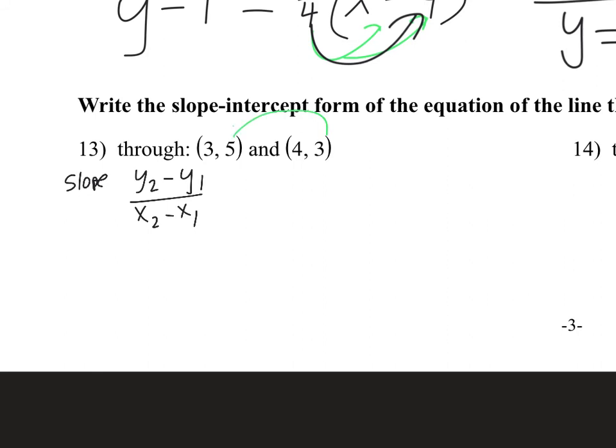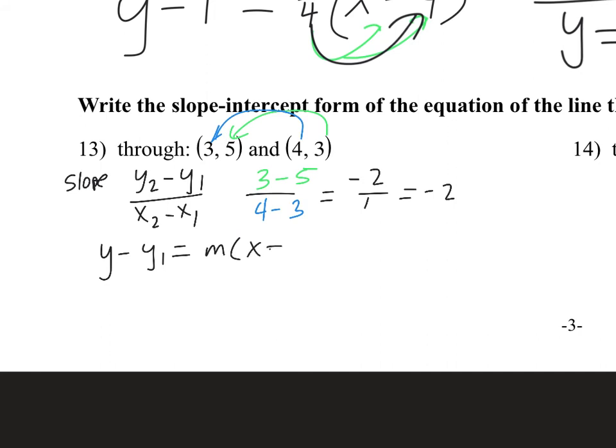So y2 minus y1 means I'll do 3 minus 5. x2 minus x1 means I'll do 4 minus 3. So 3 minus 5 is negative 2. 4 minus 3 is 1. So my slope is negative 2. So now that I have the slope and I've got 2 coordinates, now I can do point slope form.